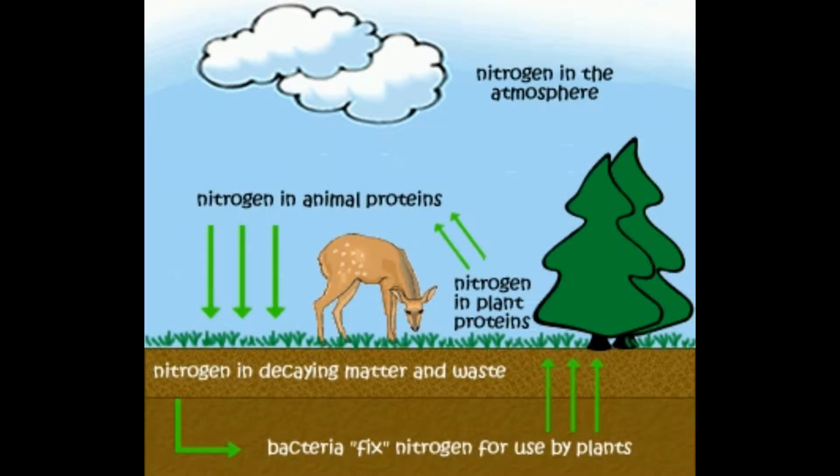Like carbon, nitrogen is a necessary building block in the matter that makes up living things. In the nitrogen cycle, nitrogen moves from the air to soil, into living things, and back into the air.